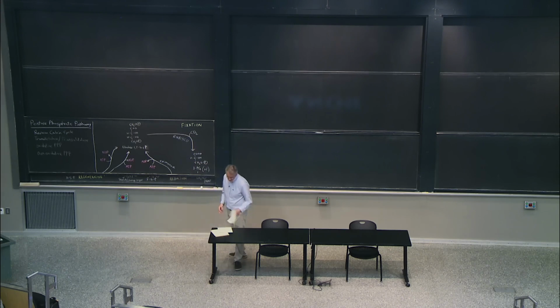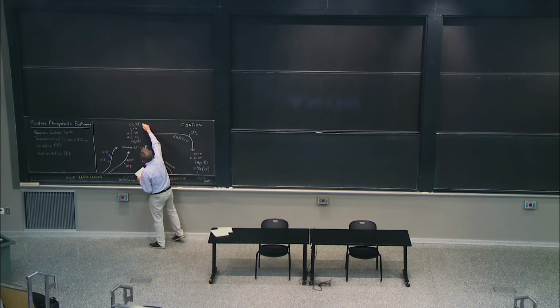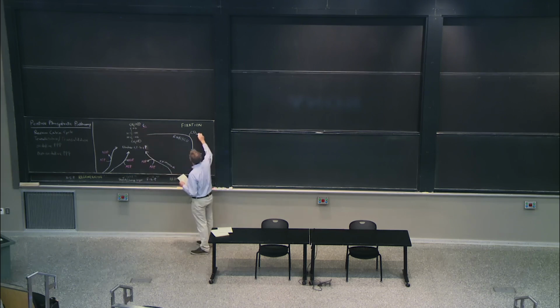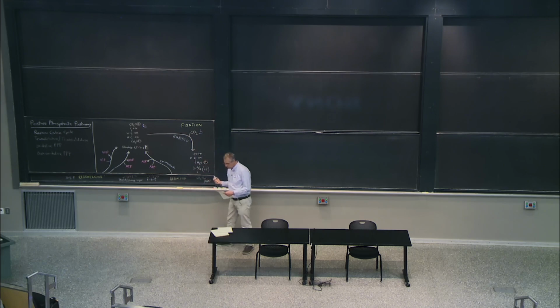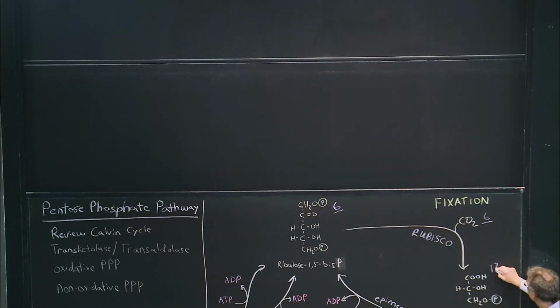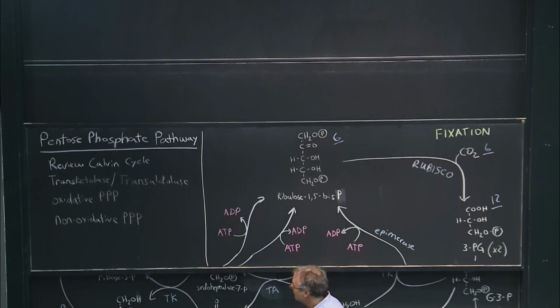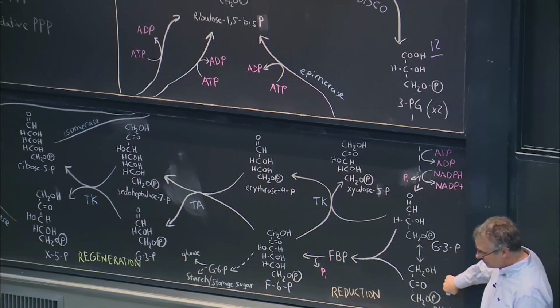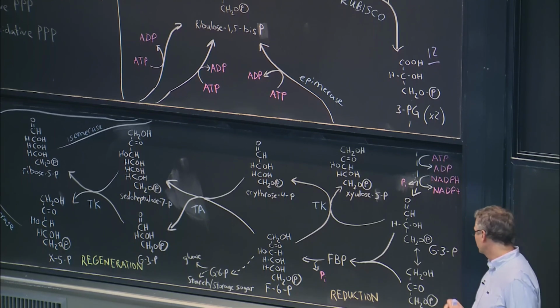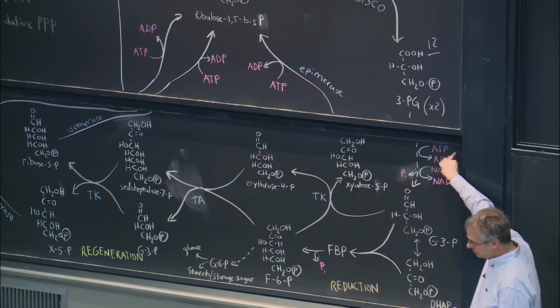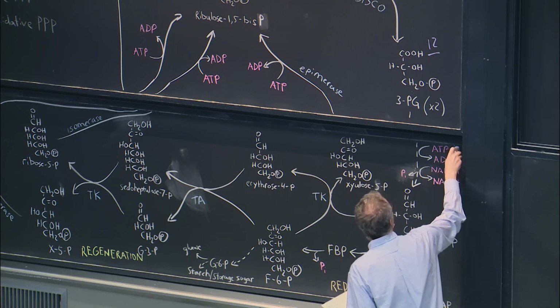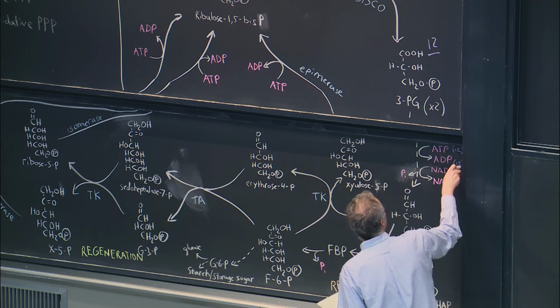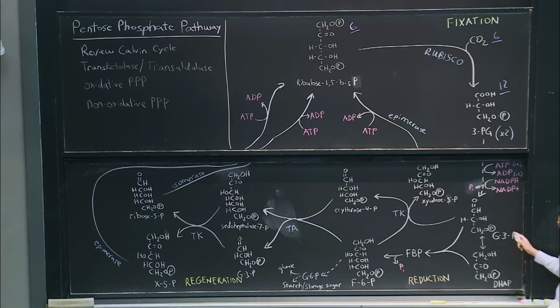So if we start here at the top with 6 ribulose 1,5 bisphosphates and add 6 CO2 molecules, you're going to net generate 12 3-phosphoglycerates. Those 12 3-phosphoglycerates can be turned into, of course, 12 glyceraldehyde 3-phosphate, so that's going to cost 12 ATPs and 12 NADPHs from the light reactions in photosynthesis. And so now you have 12 glyceraldehyde 3-phosphates.